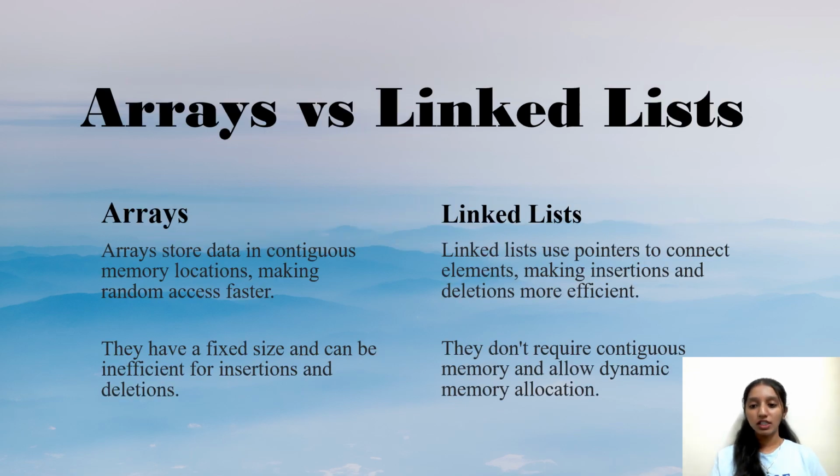Now, arrays versus linked list. Arrays store data in contiguous memory locations, making random access faster. They have a fixed size and can be inefficient for insertion and deletion. Linked lists use pointers to connect elements, making insertion and deletion more efficient. They don't require contiguous memory and allow dynamic memory allocation.